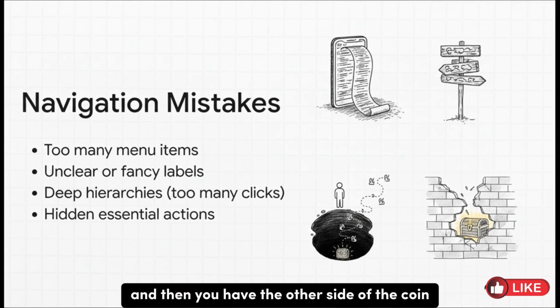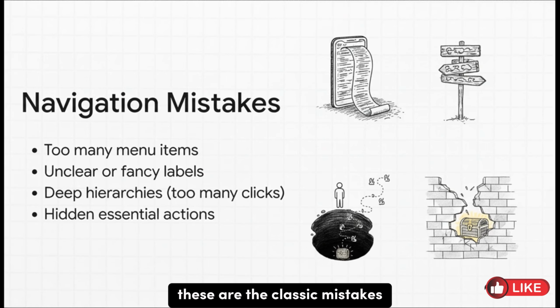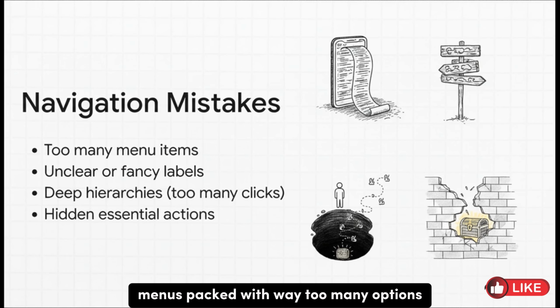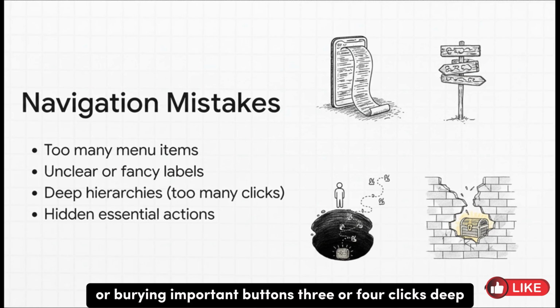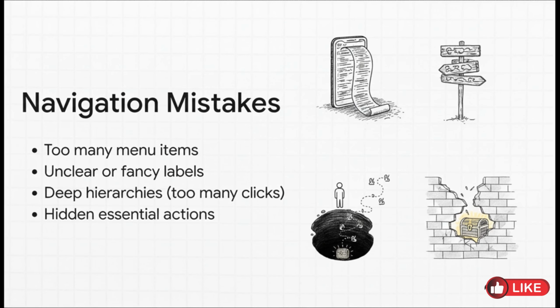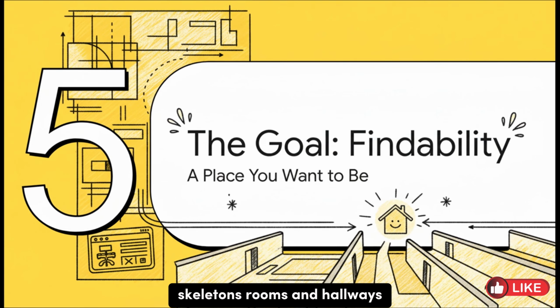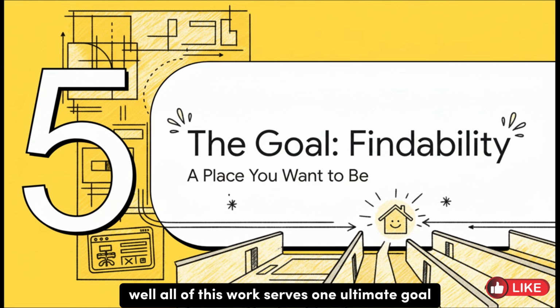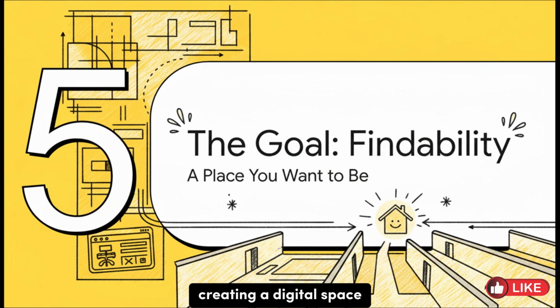And then you have the other side of the coin. These are the classic mistakes that just cause confusion. Menus packed with way too many options, labels that try to be clever instead of clear, or burying important buttons 3 or 4 clicks deep. These are the red flags of bad architecture. So we've gone through blueprints, skeletons, rooms, and hallways. What does it all really add up to? Well, all of this work serves one ultimate goal: creating a digital space that you actually want to be in.